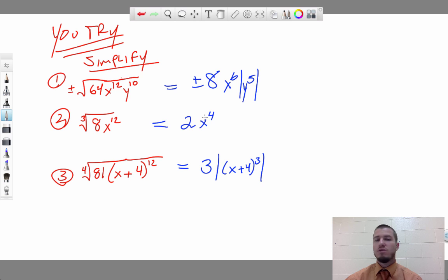This is an odd root, so I'm not worried about the absolute value. Cube root of 8 is 2. 3 goes into 12 4 times, so it's x to the fourth. And this last one, the fourth root of 81 is 3. And I'm dividing this exponent by 4, and that goes in 3 times, so it's x plus 4 cubed, and it's an odd out of an even root, so it needs the absolute value around that whole thing.